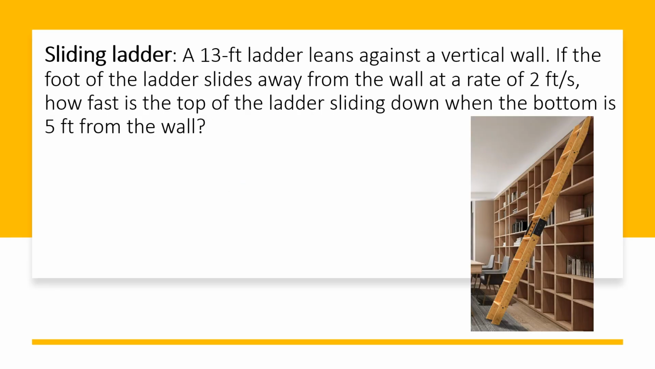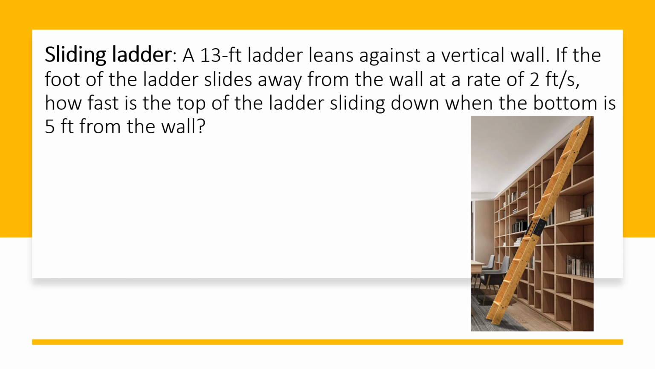As the next problem, we have a sliding ladder problem. These are very common problems in mathematics, and we have really nice geometry here. In practice, they normally put something at the bottom just to prevent sliding, but as a mathematical problem, let's see what we can do here. It says a 13-foot ladder leans against a vertical wall. If the foot of the ladder slides away from the wall at the rate of 2 feet per second, how fast does the top of the ladder slide down when the bottom is 5 feet from the wall?